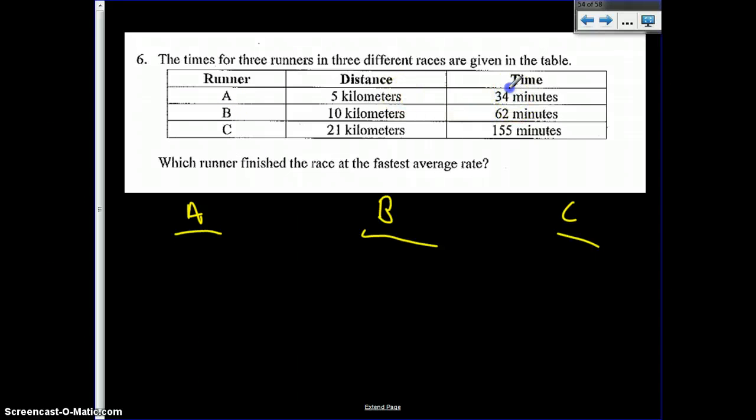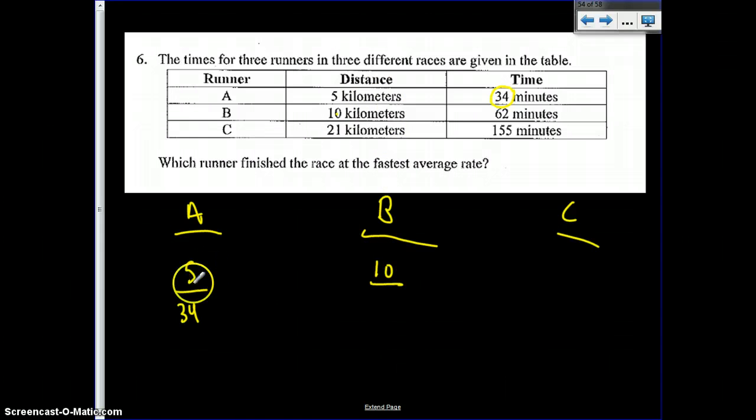Remember, when we have time, where do we generally want to put time? Bottom. Denominator. Yes. Usually, anytime you have a time, it's going to be your denominator. That's not always true, but it will often be true. So this person went 5 kilometers in how much time? 34 minutes. This person, B, went 10 in how much time?